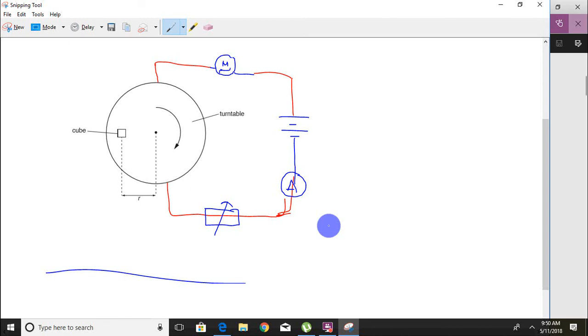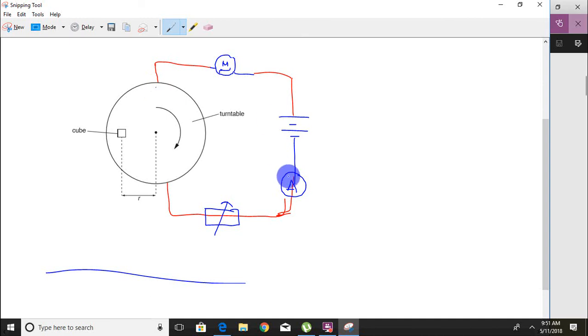Use the rheostat to vary the value of the current through the motor, and this variation in the current is going to vary the frequency of the turntable. For a stable current, you can get the value of the frequency by simply marking a point over here and using a stopwatch, noting the time taken for a set number of complete revolutions, and then figuring out the frequency from that.